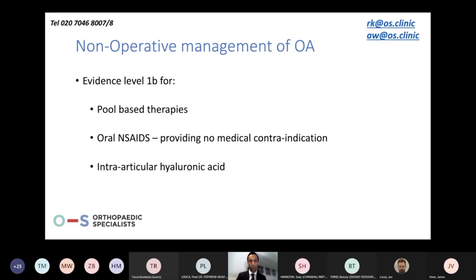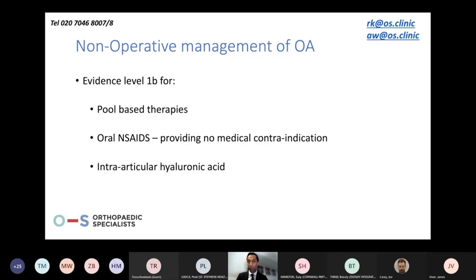Evidence level 1B, so still really strong evidence, but not as good as level 1A, was pool-based therapies. So for those of us who are fortunate enough to have hydrotherapy available for our patients, or even just a simple pool to be able to do aqua-based therapy, it can be very effective. Oral non-steroidals can also be effective, providing there's no medical contraindication.